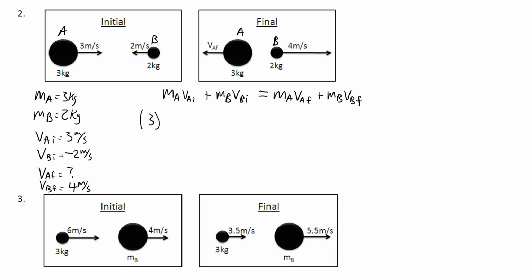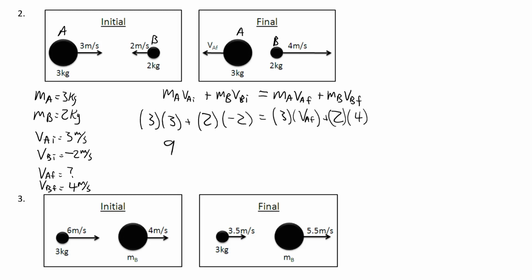So the mass of A is 3, the velocity of A initially is 3, plus the mass of B is 2, times the velocity of B, which is negative 2, because it's going to the left. On the right side, this is 3 times VAF, which we don't know, plus 2 times the velocity of B final, which is 4. Okay, now everything's plugged in.